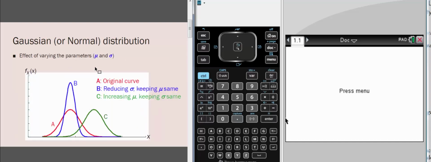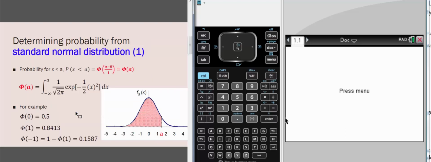And depending on the values of mu and sigma, we can have different looking curves. For example, curve B has a smaller standard deviation than the red curve. However, their mean values are the same. And then you can shift the curve by simply changing the mean value. For example, curve C has a bigger mu, but the same sigma as the red curve A.